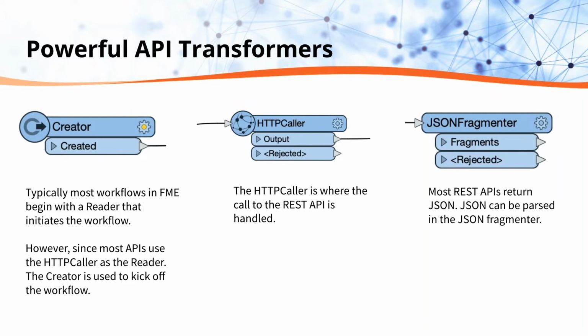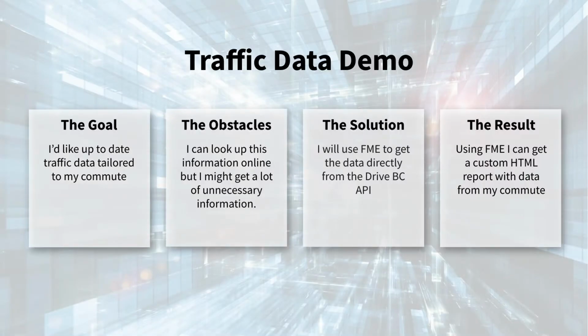So the JSON formatter can parse the JSON that's received from the REST API. Most REST APIs will give us back some JSON to work with. This JSON comes all in one clump, and so we need to parse it. We need to break it down to get the usable attributes from it. I'll be showing that in a demo in one moment. So let's take a look at the demo that I have today.